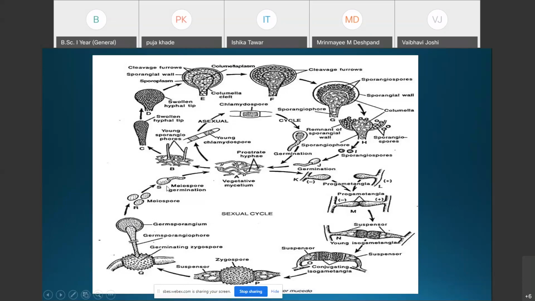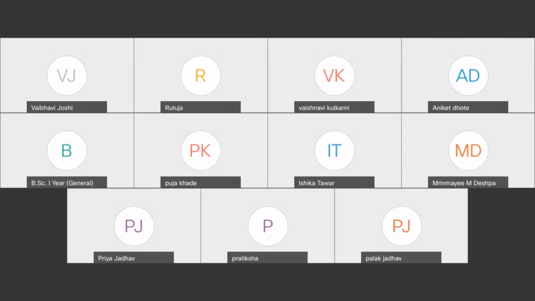Whenever these meiospores get favorable environmental conditions, they germinate, develop the germ tube, and ultimately develop into the new vegetative mycelium of Mucor. Okay, that is all about the life cycle of Mucor.